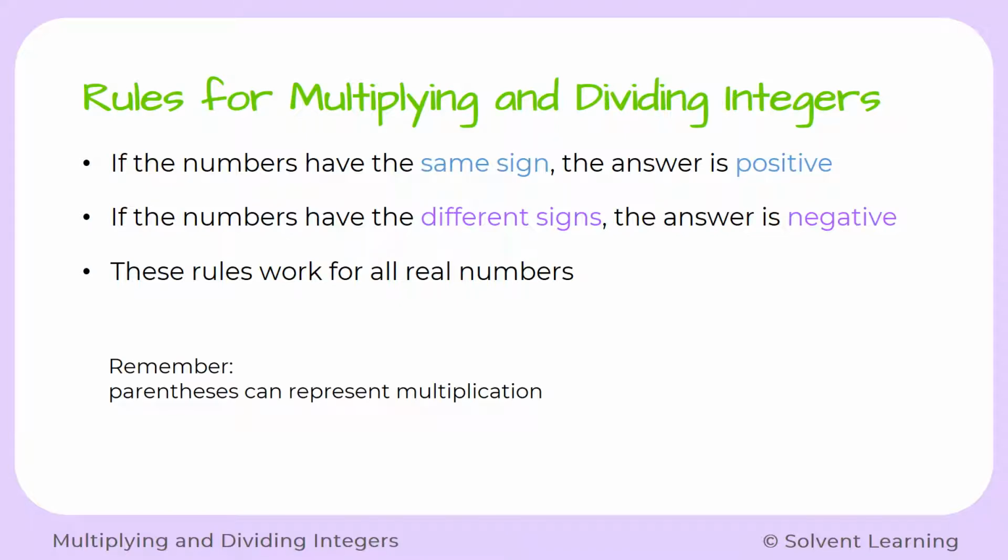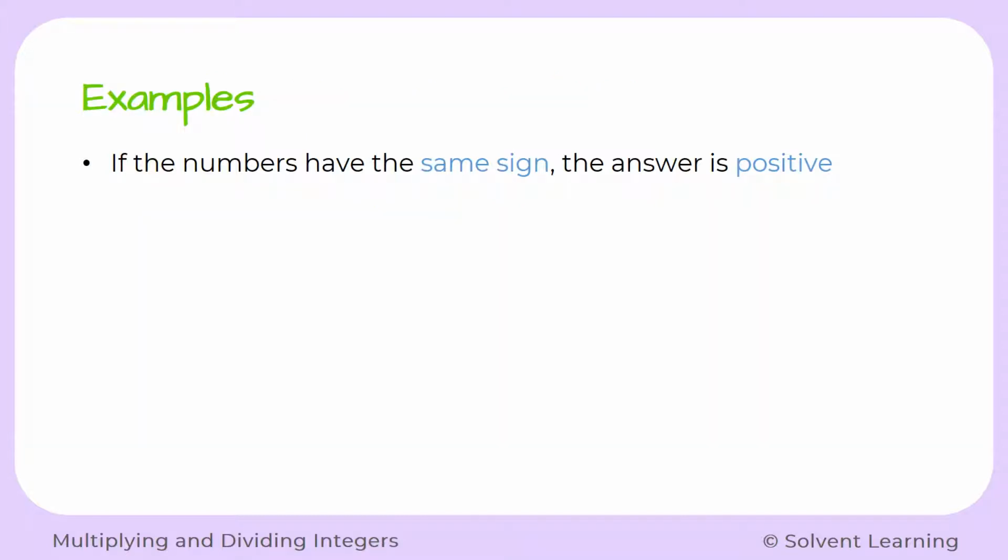Now, one thing to remember as we go through these different examples, we're going to see parentheses being used to represent multiplication. Sometimes parentheses can be used to tell us where to begin solving a math problem, but in these problems you're going to notice that you're going to have a number in front of the parentheses. So in that case, the parentheses are telling us that that number needs to be multiplied by whatever's in the parentheses. Okay, so let's take a look at an example.